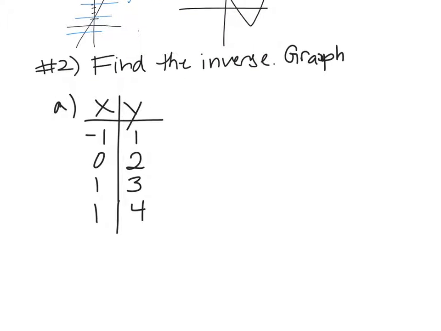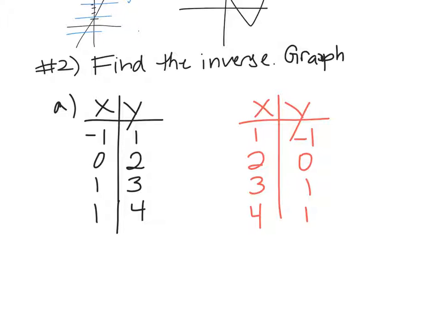So let's go ahead and find the inverse. To find the inverse, all you do is take your x's and y's and switch them. So all these x's, -1, 0, 1, 1, are going to become the y's, -1, 0, 1, 1. And all the y's are going to become the x's, 1, 2, 3, 4. That's it. It's that easy.